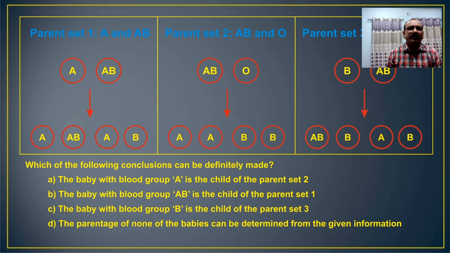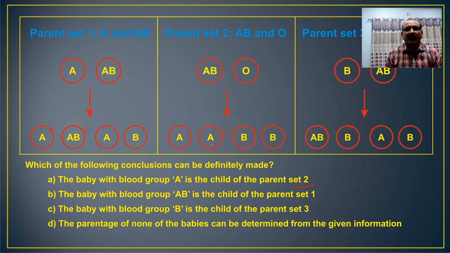Now here we have the different sets of combinations of the parents. The first parent set is responsible for the formation of A and AB, the second set for the formation of A and B, and in the third set there is formation of all the blood group types. Which of the following conclusions? Now we have to check the conclusion that the baby with blood group A is a child of parent set 2.